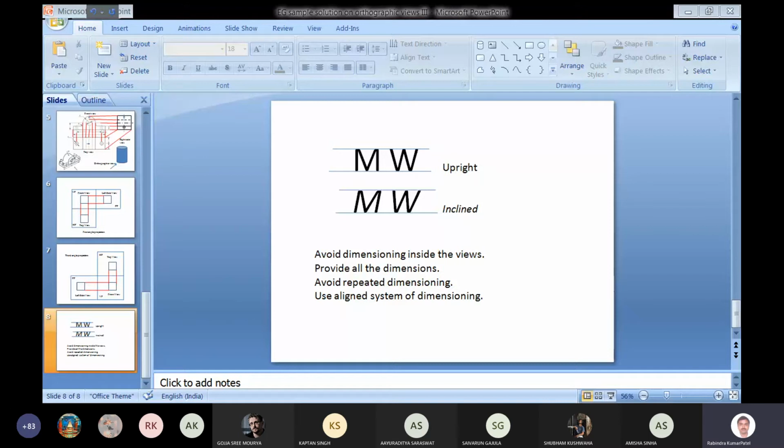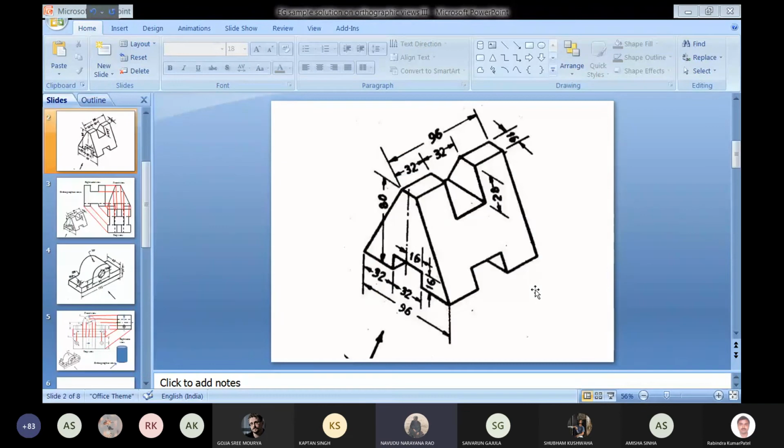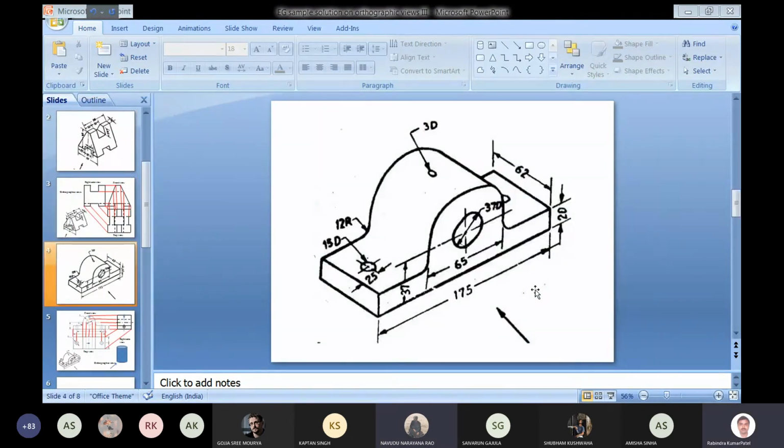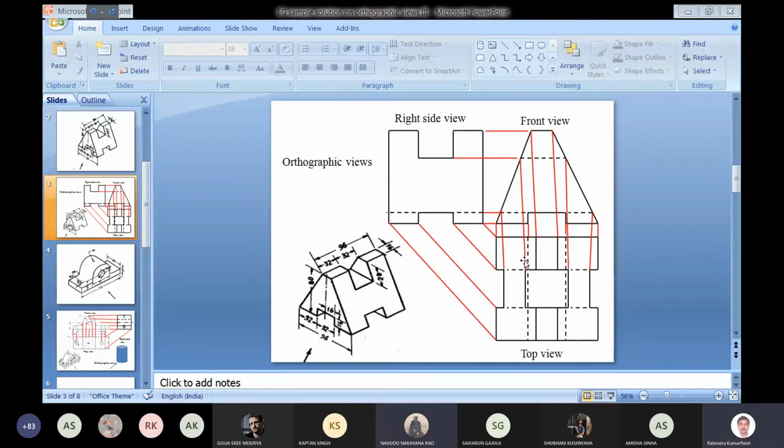Sir, in the third slide, what we have used is first angle projection only, no, sir? Yes, in this third slide the first angle projection method has been used. Sir, for the right side view, we should draw it on the left side, like left of the front view, right? Left of the front view. Yes. Right side view. Okay, sir. I got it, sir. Thank you, sir.